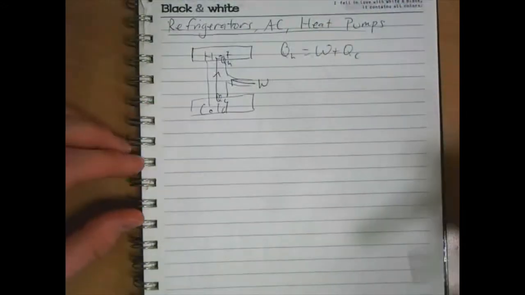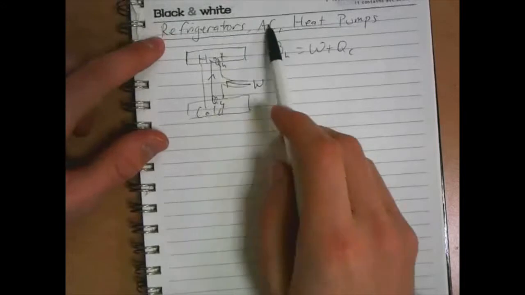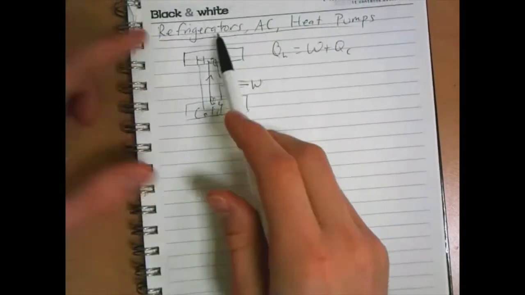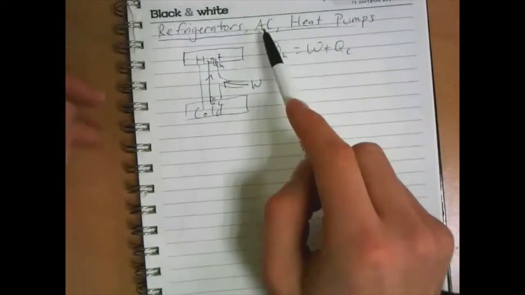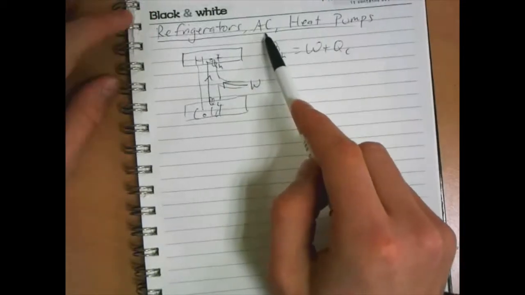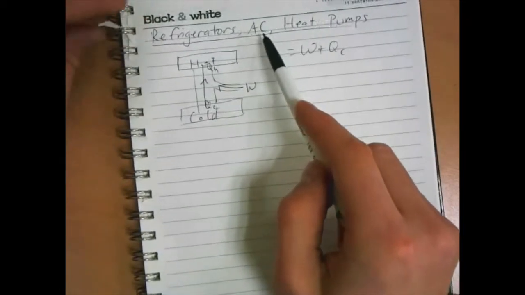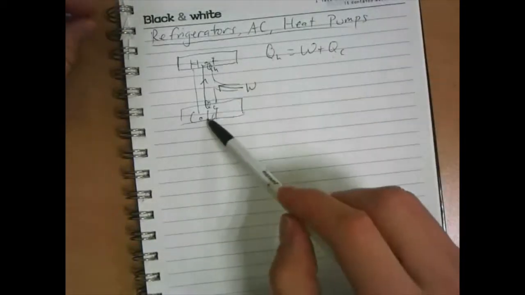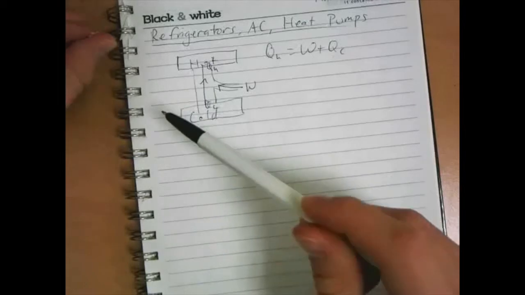In the case of a refrigerator or an air conditioner, your goal is to make the cold reservoir colder. In the fridge, you want to keep what's inside the fridge colder, and with an air conditioner, you want to keep the inside of the room colder. And so you're pumping heat out of the cold reservoir to make it colder.